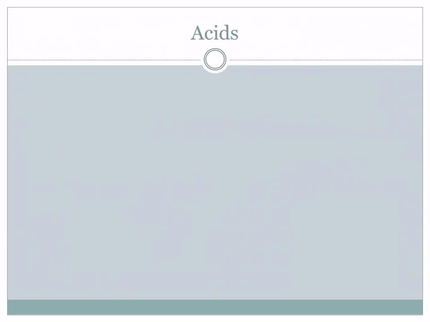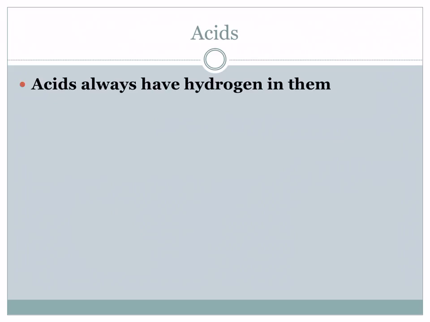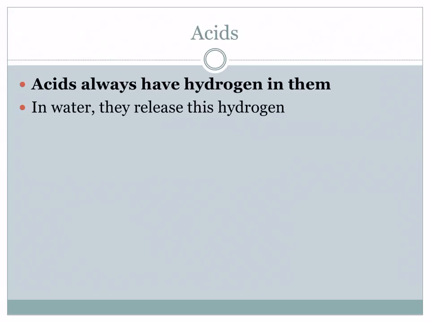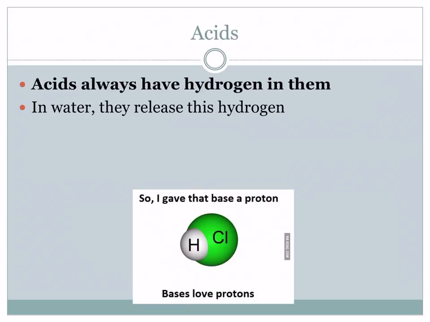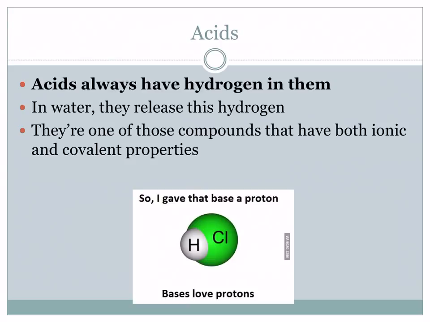Acids are another type of covalent compound that are really special to us. We're always going to see hydrogen in them. And one of the ways that we define acids is that they release this hydrogen when they're in water. Remember when I talked about the difference in electronegativity and how we can have some spectrum of properties? Acids are one of these that can have that spectrum. They can have both ionic and covalent properties, but they are a covalent bond.